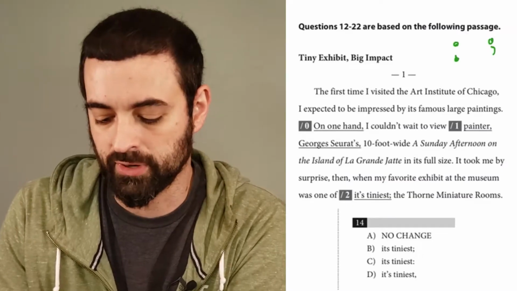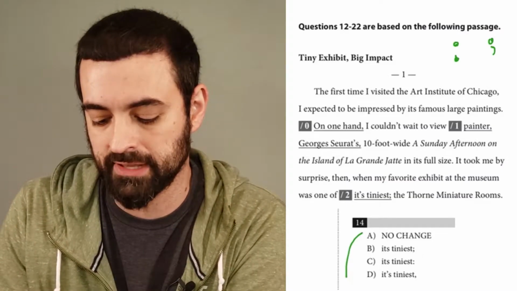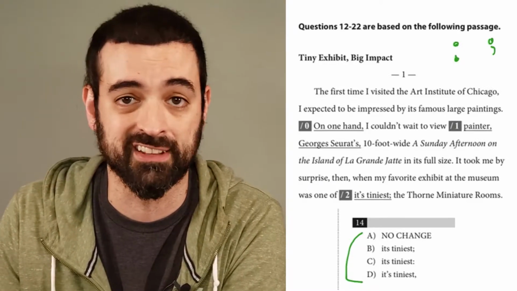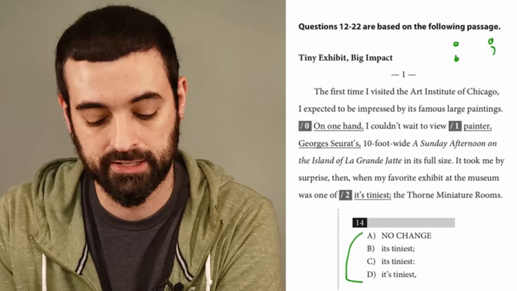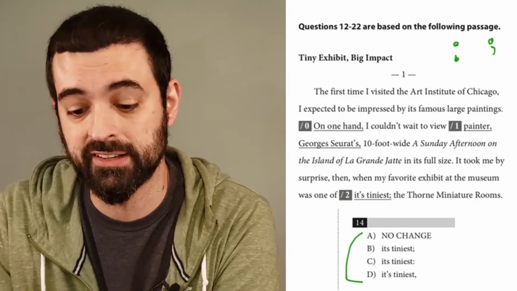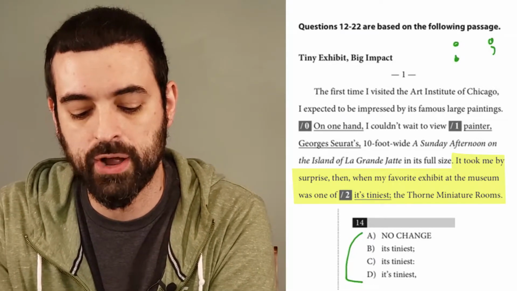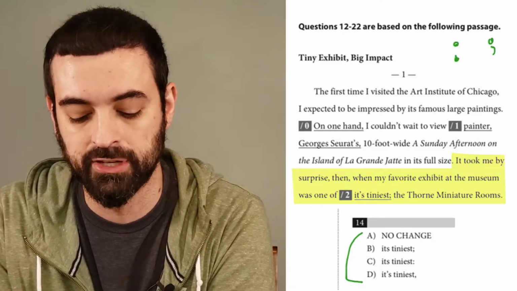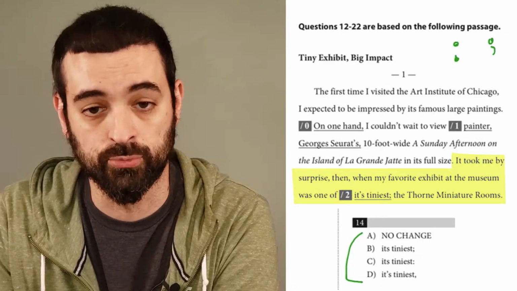Look at all of our answer choices, first of all. They all have the same language. It's tiniest, so you have different variations on the 2 words, it's and tiniest. Let's read the entire sentence. We always need context. It took me by surprise then when my favorite exhibit at the museum was one of its tiniest, the Thorne miniature rooms.